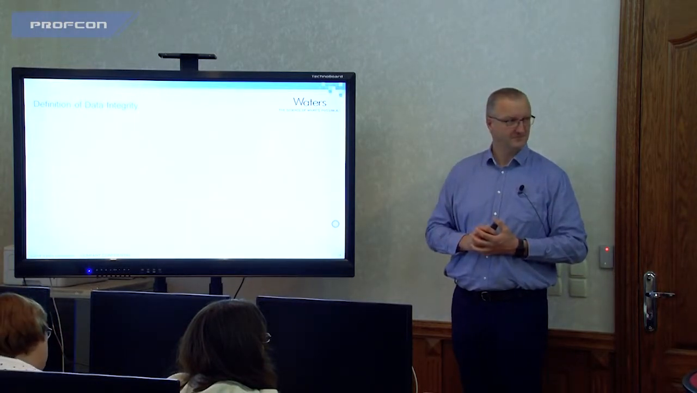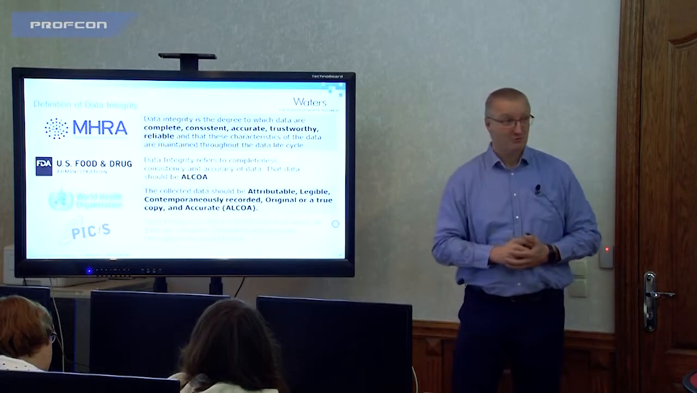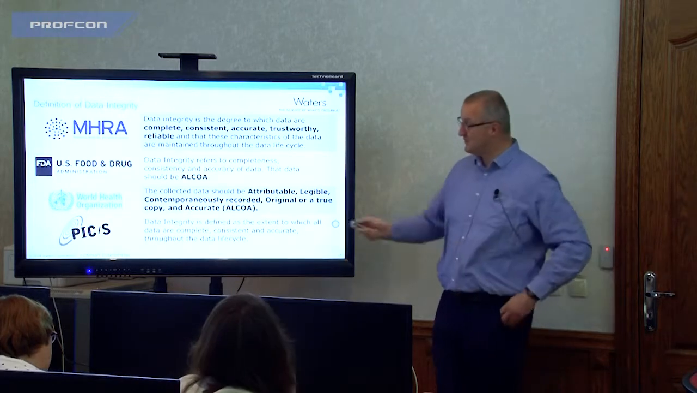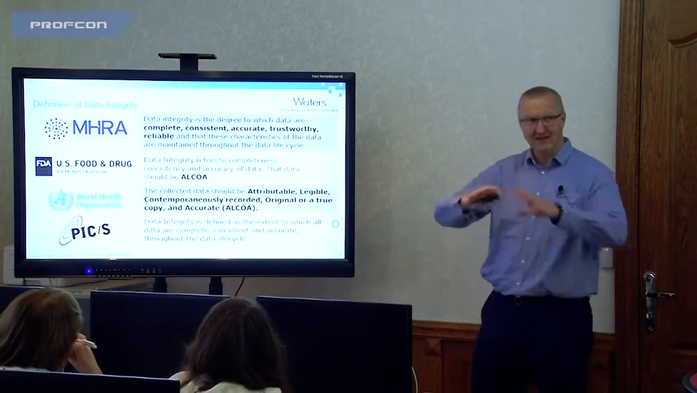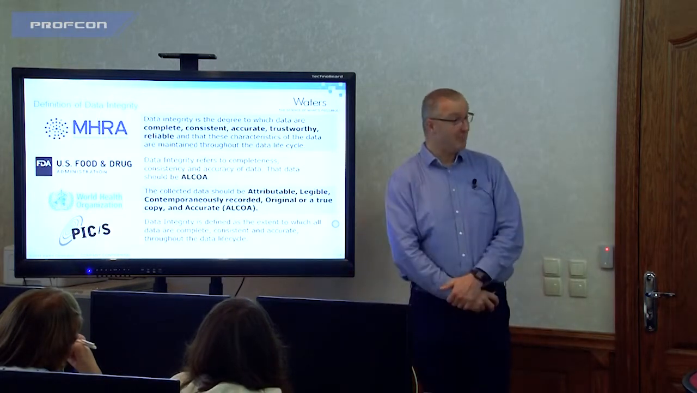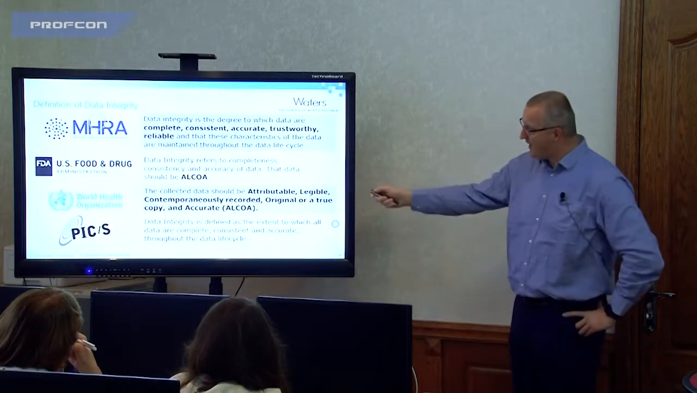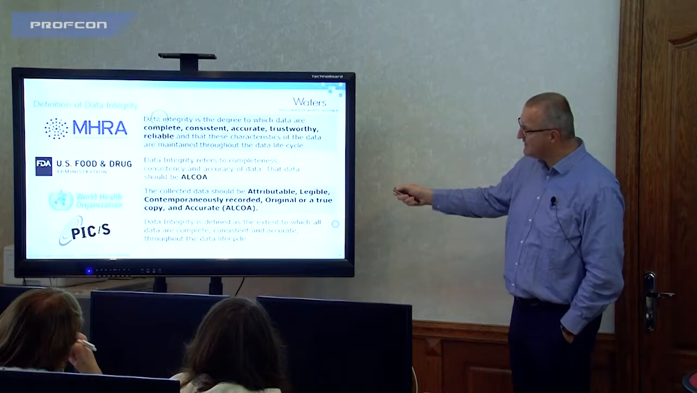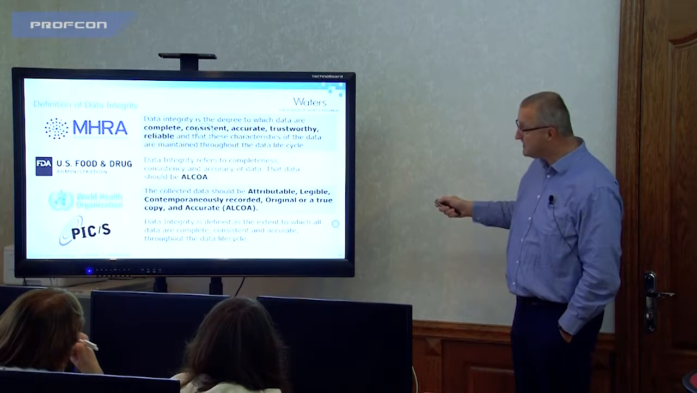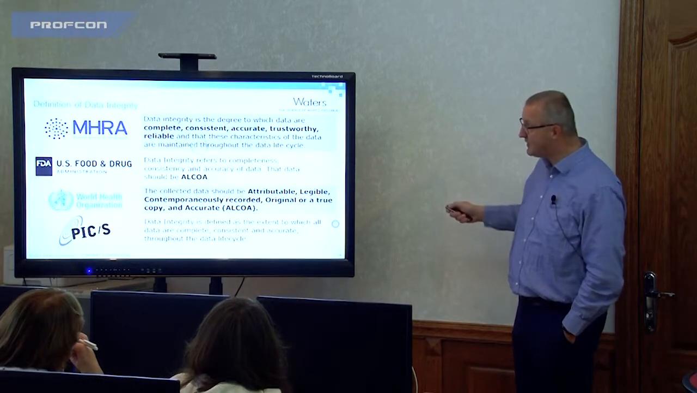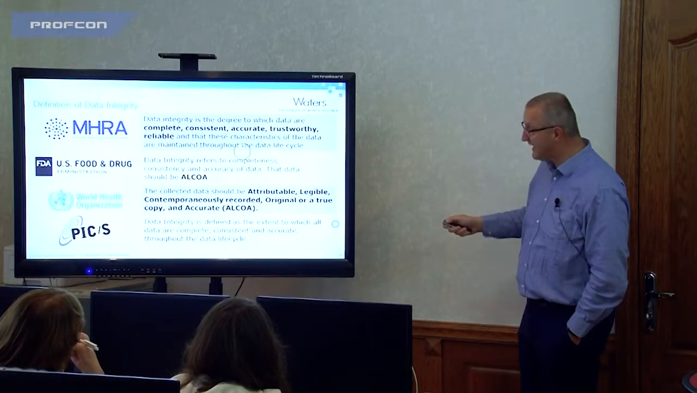And what the guidance are saying is they're very explicit in their explanation. So MHRA, FDA, WHO and the PICS all have a definition and they are roughly the same. There's no big differences. I like the MHRA one because it is quite complete. They say data integrity is the degree to which data are complete, consistent and accurate, trustworthy and reliable, and that the characteristics of the data are maintained through the life cycle of the data.